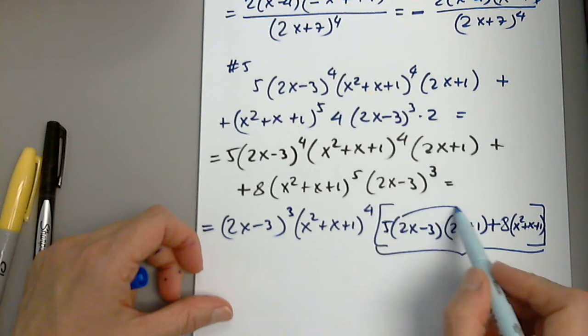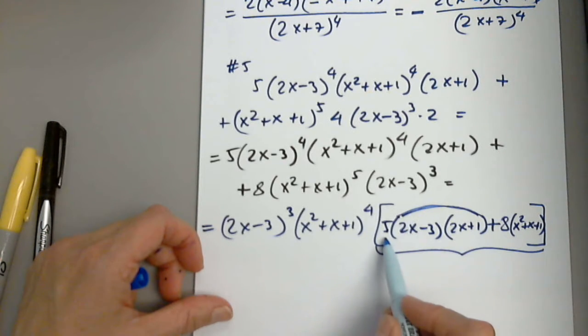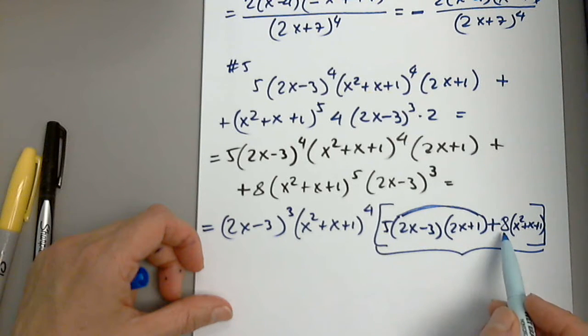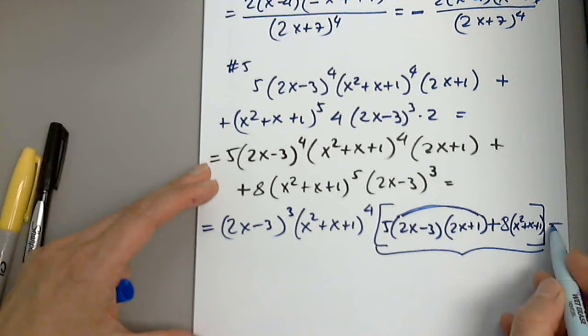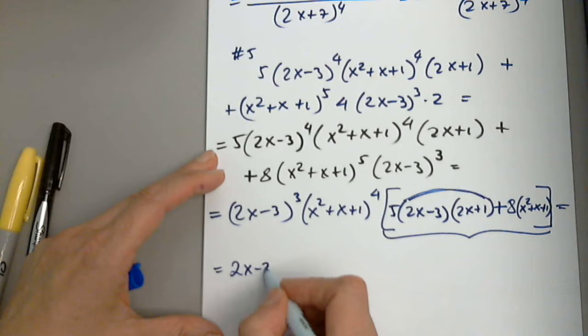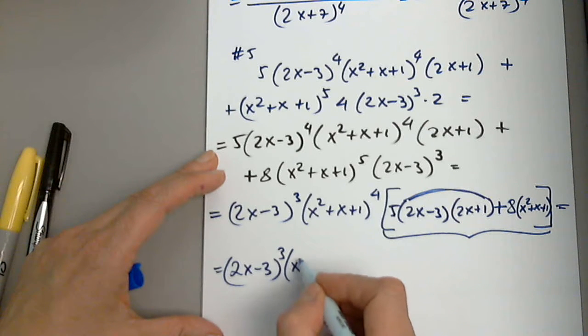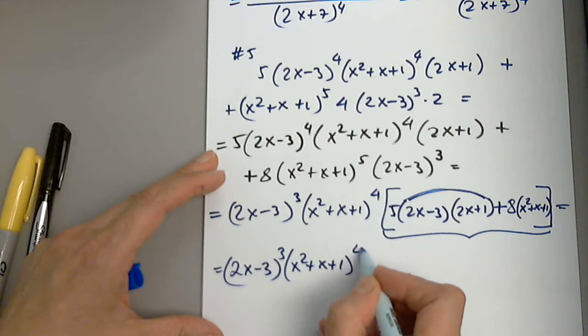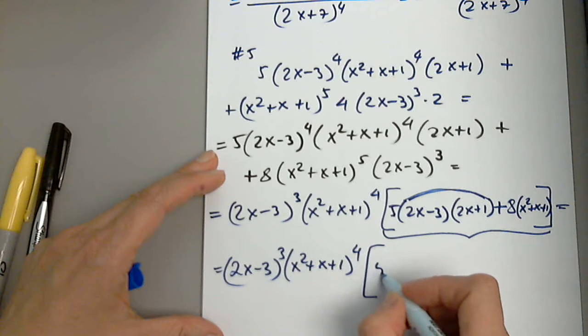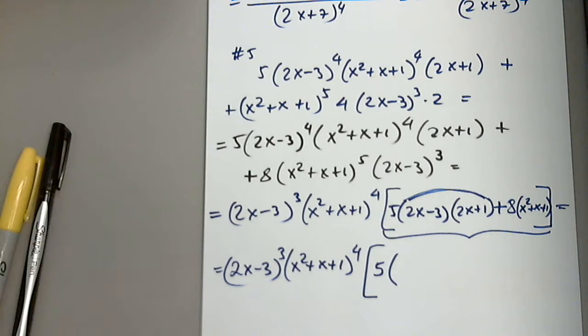So first I recommend let's distribute this and then distribute 5. And then distribute 8 here. So I have to copy everything again. 2x minus 3 cubed, x squared plus x plus 1 to the 4th. I recommend leave the 5 alone for now. Or we can do it in one step, but I recommend let's do it in 2 steps. I will distribute 2x to 2x, 2x to 1, negative 3 to 2x, and negative 3 to 1. Then distribute 8 to these 3 terms.